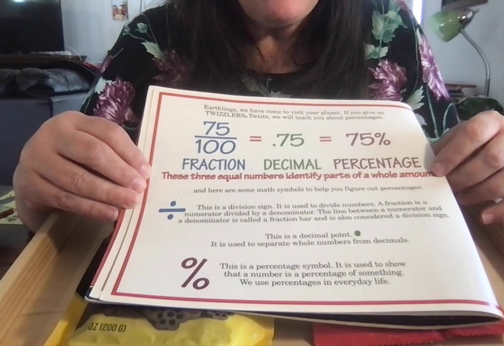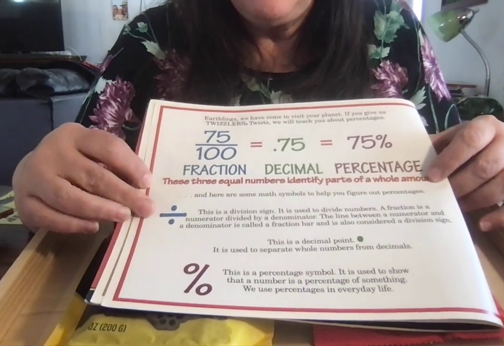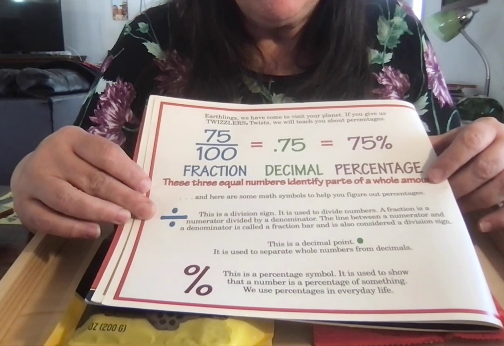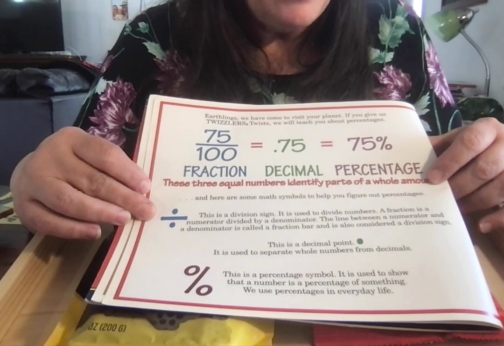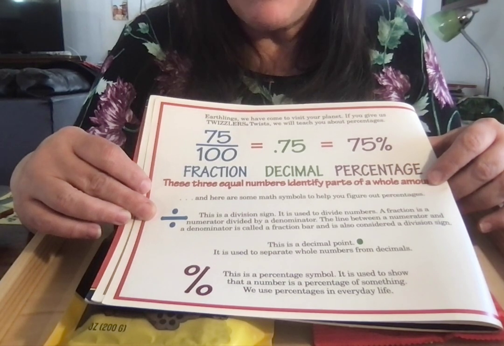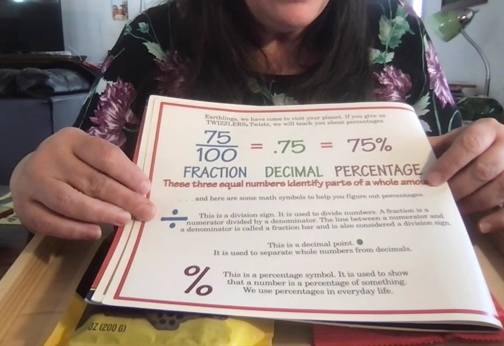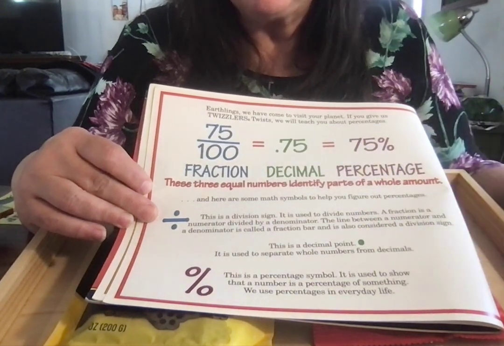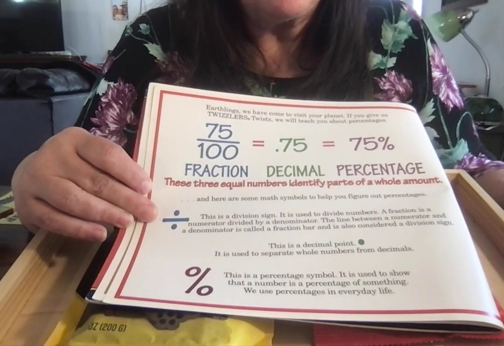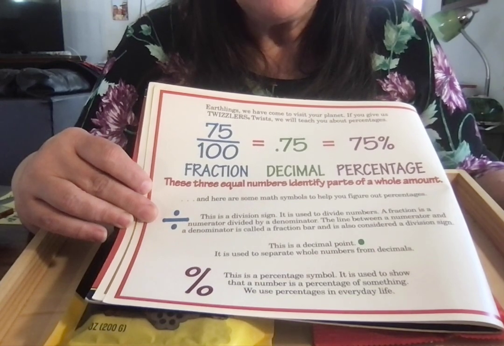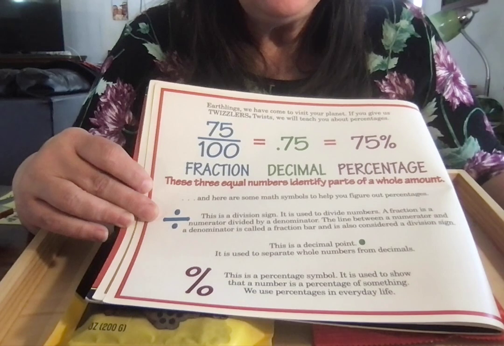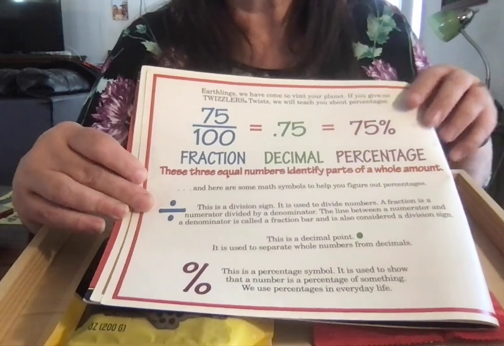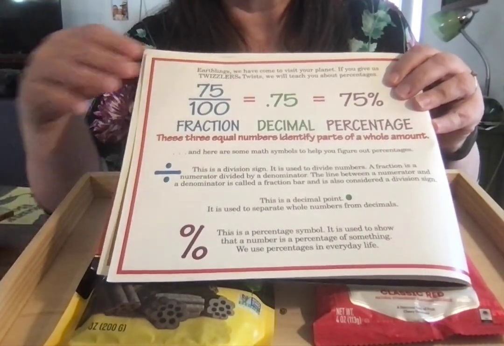And here are some math symbols to help you figure out percentages. This is the division sign. It is used to divide numbers. A fraction is a number divided by a denominator. The line between a numerator on the top and the denominator on the bottom is called a fraction bar. It is also considered a division sign. This is a decimal point. It is used to separate whole numbers from decimals. This is a percentage symbol. It is used to show that a number is a percentage of something. We use percentages in everyday life, usually when we're talking about money.